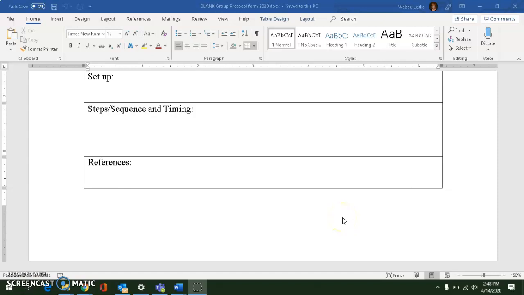Hi everyone. So I wanted to give you some more hints on completing your initial group protocol. This is going to still be a little bit different because your previous protocol was just the warm-up. So you had practice using the protocol for a warm-up. Now it's going to be for a full group. So there's a couple of things that you're going to want to keep in mind.